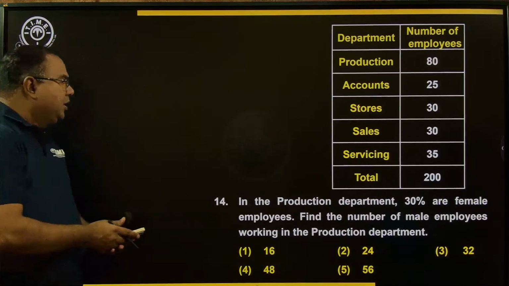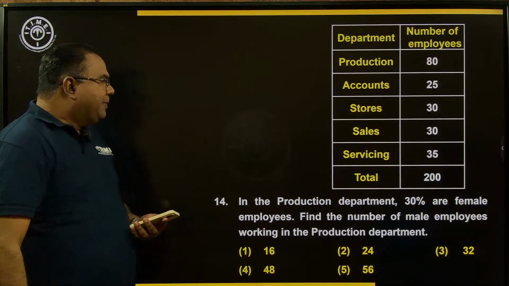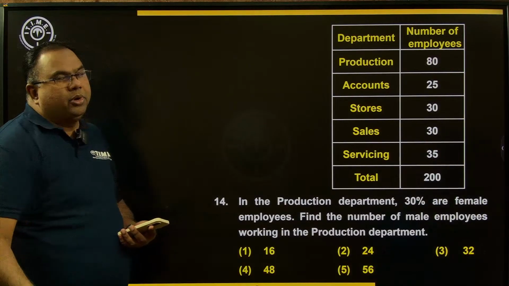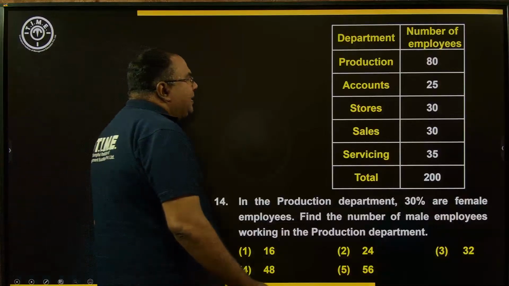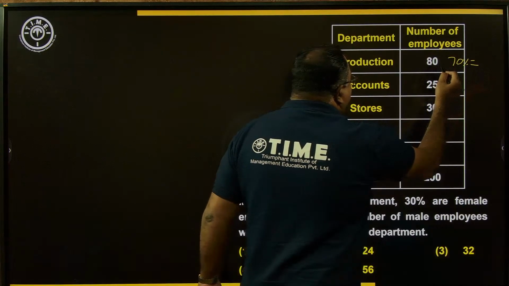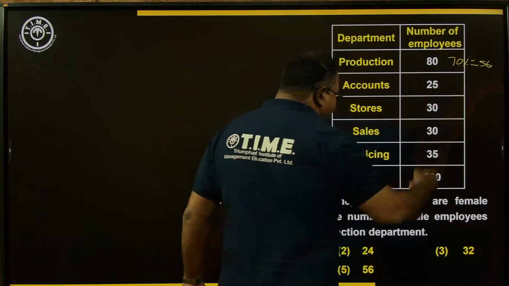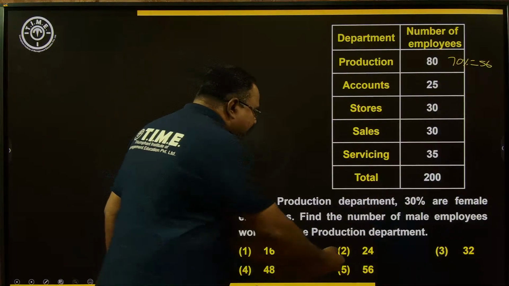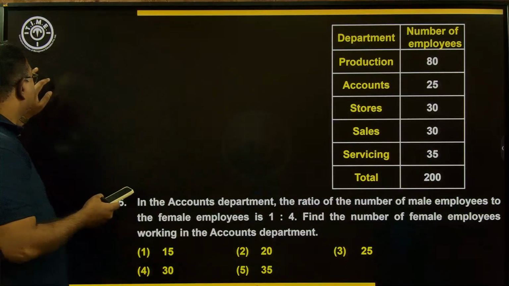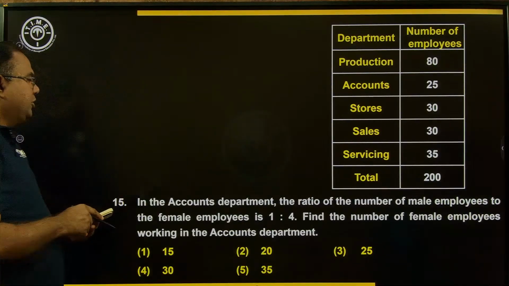Right? Next one. In the production department, 30% are female employees. Find the number of male employees in production department. Simple. 30% are females means 70% are males. 10% is 8, 70% will be 56. 56 is present in choice 5. All these are easy questions, students.